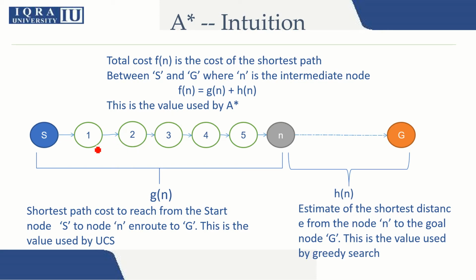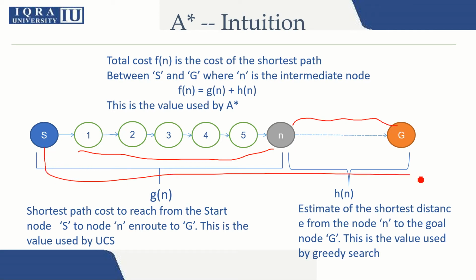UCS only uses g of n, greedy search only uses h of n, whereas A star will use both of these values. And just by using this value, it will guarantee that you will always find the optimal solution. This is the magic of A star search. It is not really magic, but I'm telling you in a more figurative way of speech that it is a magic that happens when A star search combines these two values used by UCS and greedy search.